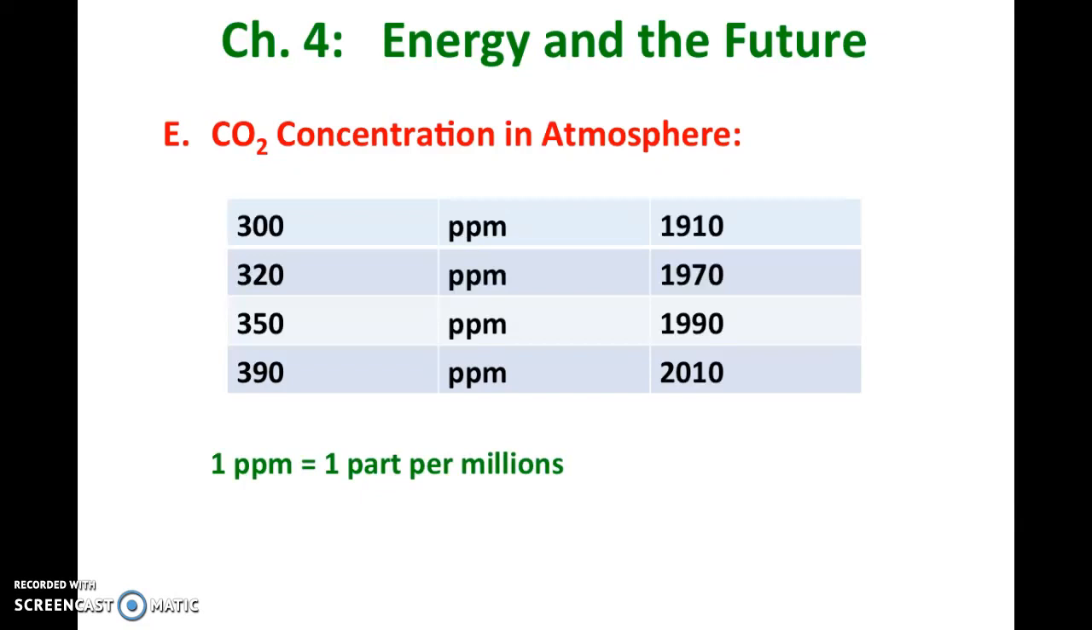Records indicate that the carbon dioxide concentration in the atmosphere increases yearly. In 1910, the concentration was only 300 parts per million, but in 2010, it became 390 parts per million, an increase of 30%.